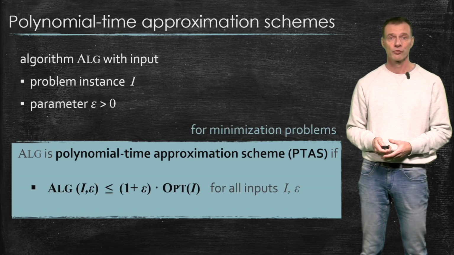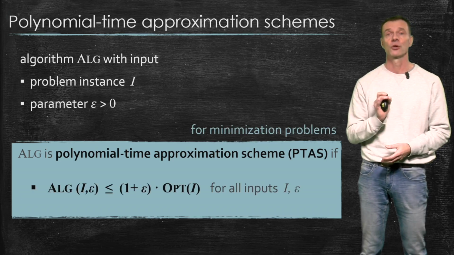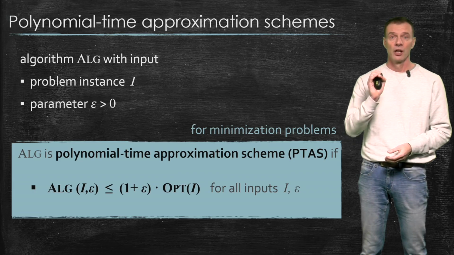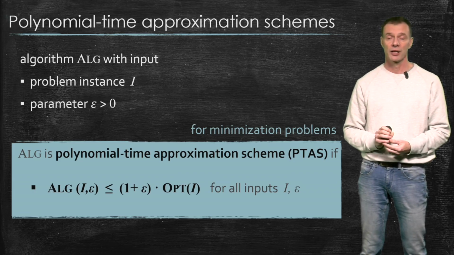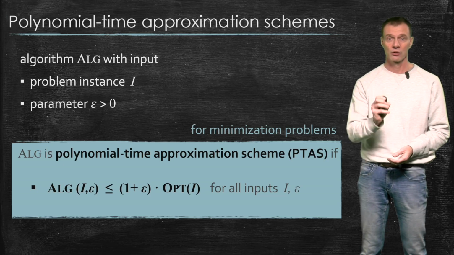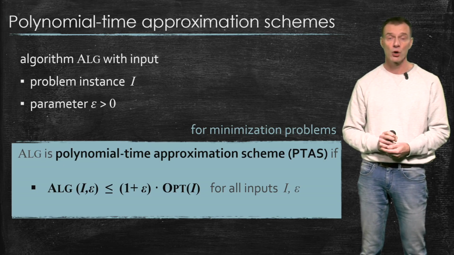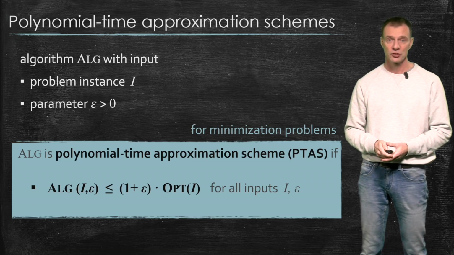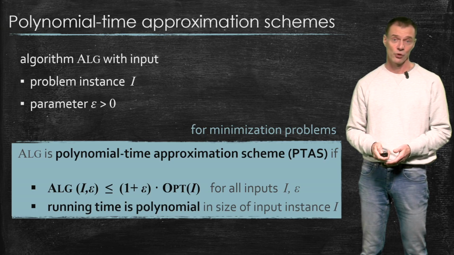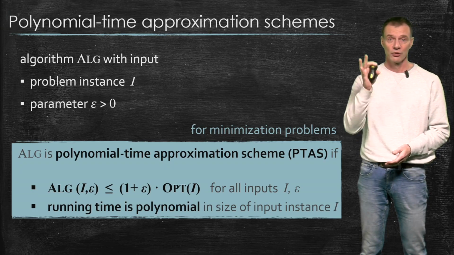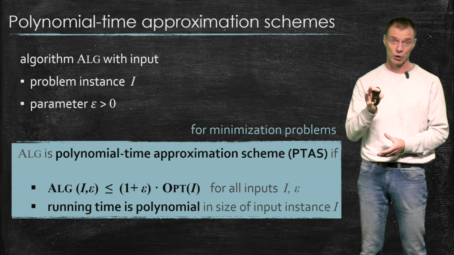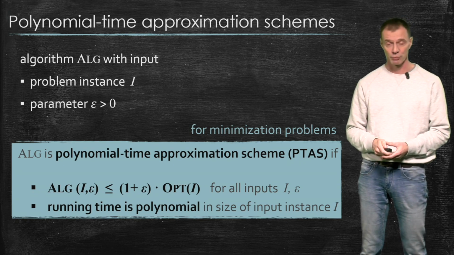Well, first of all, the approximation ratio has to be 1 plus epsilon. Okay, so the value computed by our algorithm, so ALG of I and epsilon, is at most 1 plus epsilon times opt for a minimization problem. Secondly, as with all approximation algorithms, the running time should be polynomial. Okay, polynomial in the size of the input.